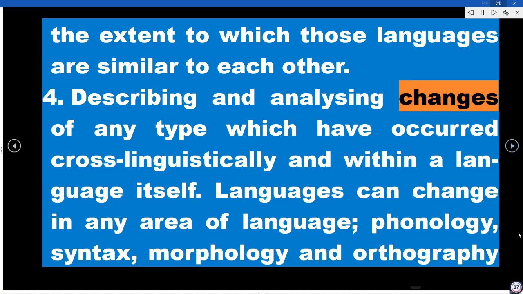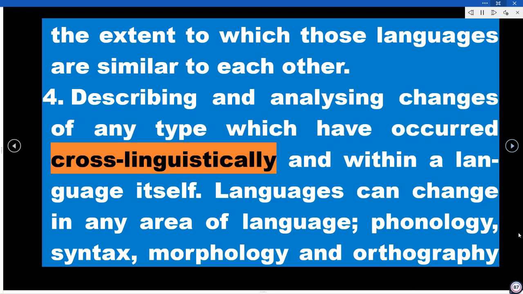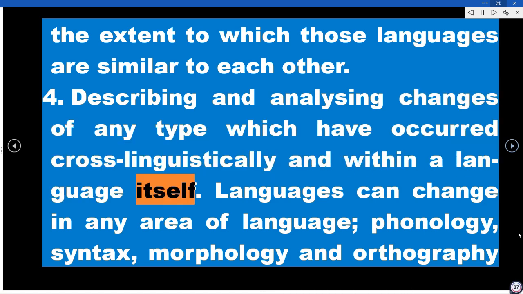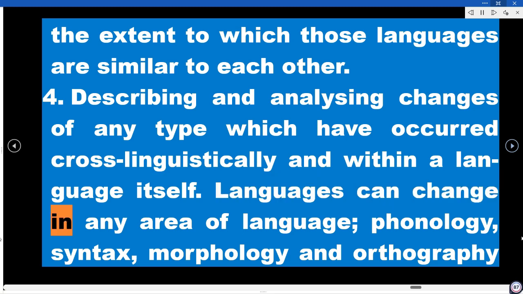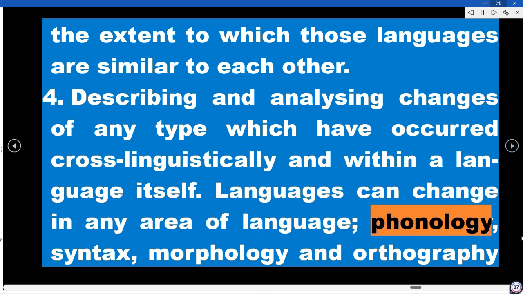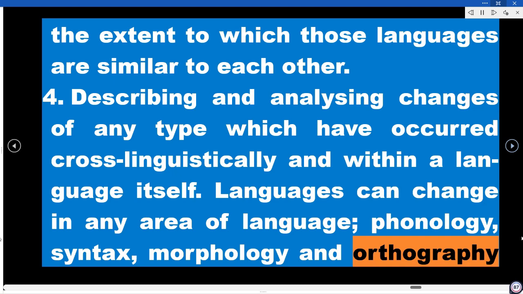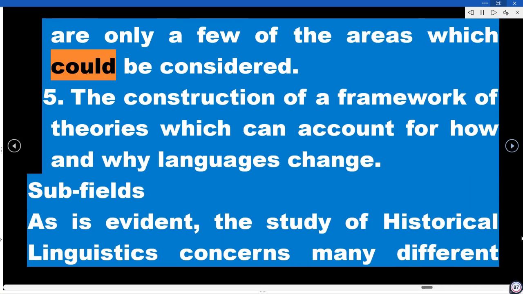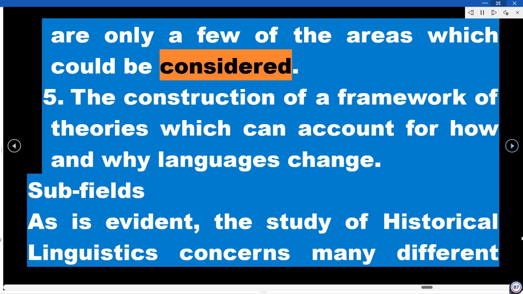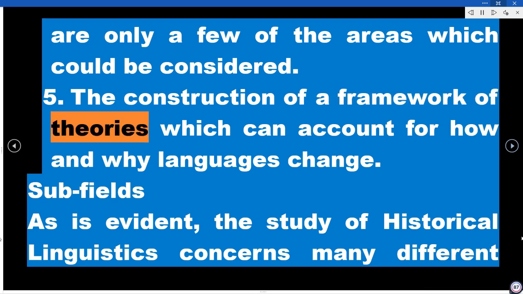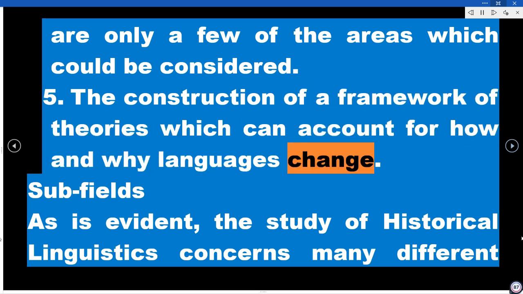Describing and analyzing changes of any type which have occurred cross-linguistically and within a language itself. Languages can change in any area of language. Phonology, syntax, morphology, and orthography are only a few of the areas which could be considered. The construction of a framework of theories which can account for how and why languages change.